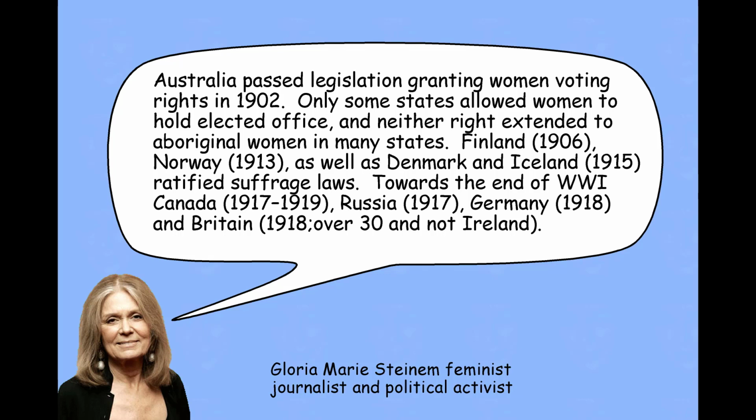In Australia, however, only some states allowed women to hold elected office, and neither right extended to Aboriginal women in many of those states. 1906 saw Finland, 1913 Norway, and Iceland and Denmark in 1915 ratifying suffrage laws extending the right to vote to women. Towards the end of World War I, we see Canada, Russia, Germany, and Britain pass suffrage laws extending the right to vote to women. Though I should note that in Britain, you had to be over 30, and the right to vote did not extend to women in Ireland.